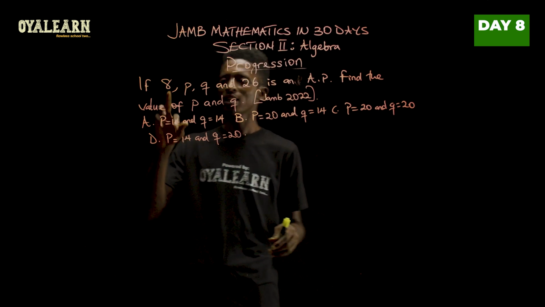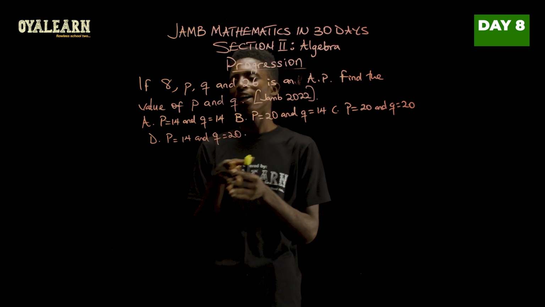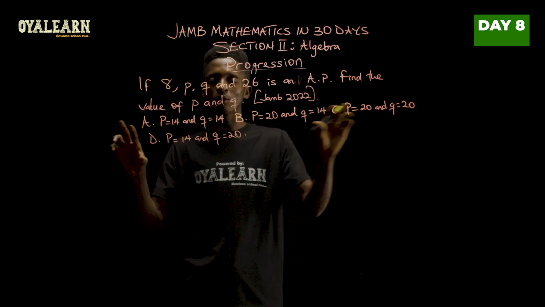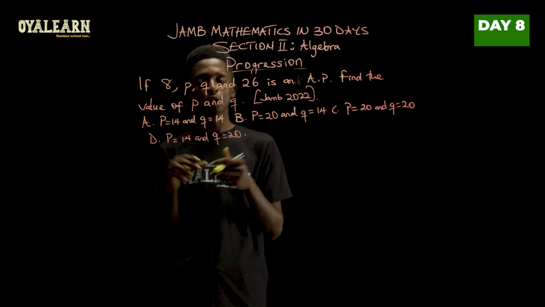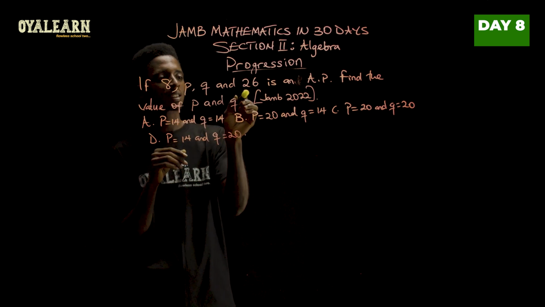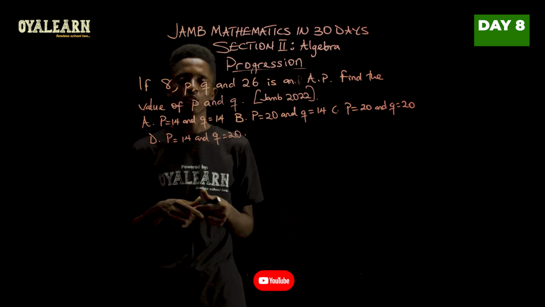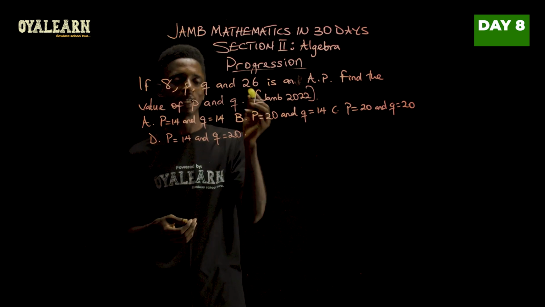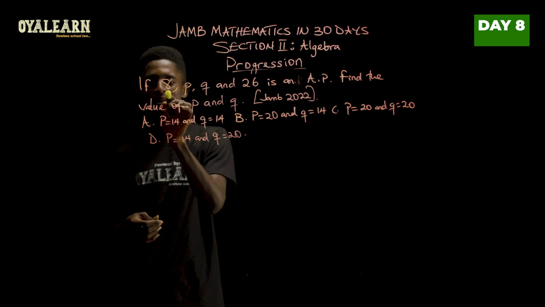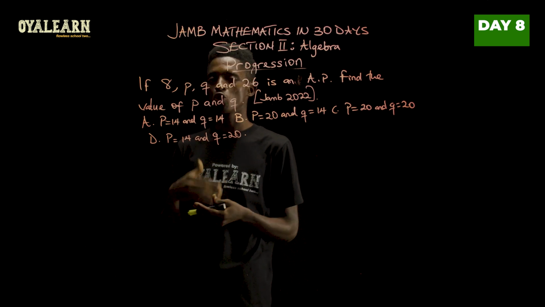Now, this question says, if 8, P, Q, and 26 is an AP, find the value of P and Q. When you look at a question like this, especially because of the kind of options you are given in the answers provided, we can see that from this progression there are positive numbers. The first term is a positive number, the last term is a positive number. And we can also see that it is increasing since the first term is 8 and the last term is 26. That tells us that the common difference of this AP is also going to be positive.